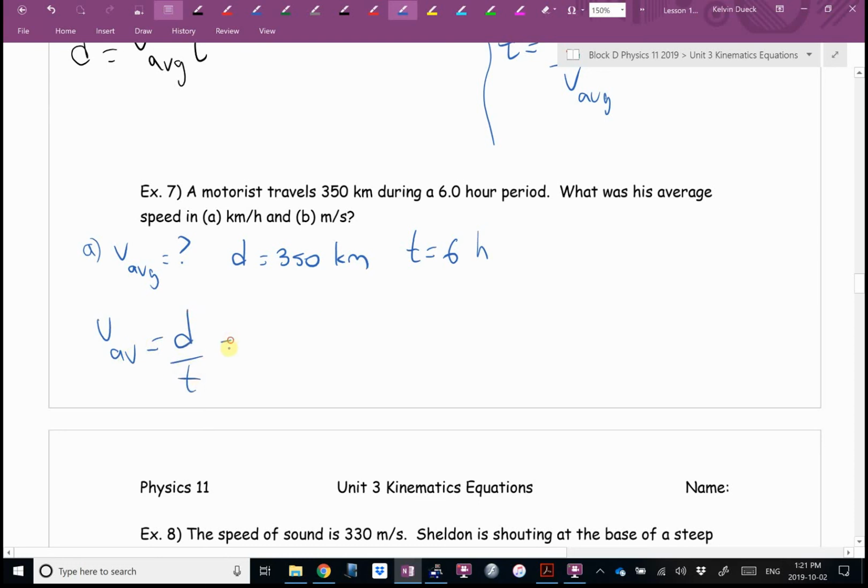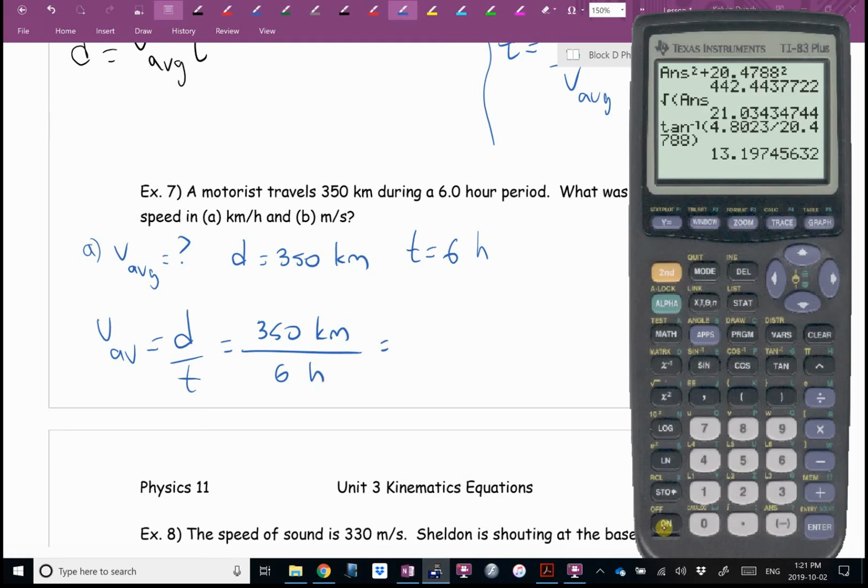What's D? See, now we're at a plug and chug stage. 350 kilometers. T. And look, that will give us kilometers per hour. Go to your calculators, boys and girls. Ethan, what'd you get? I know, that's why I called on you. It's pretty obvious if you're not on your calculator, folks. If you're not on your calculator, I'm coming after you, so be aware. Ethan, what'd you get?